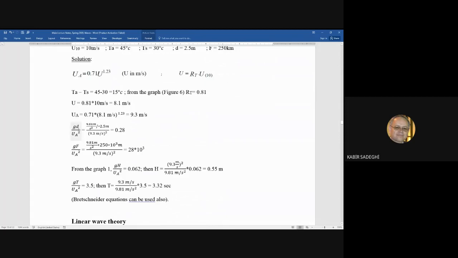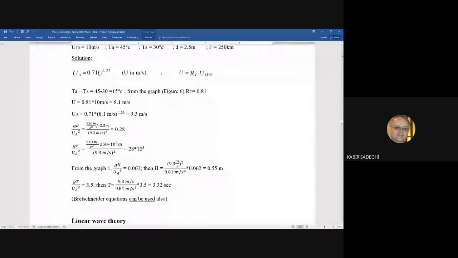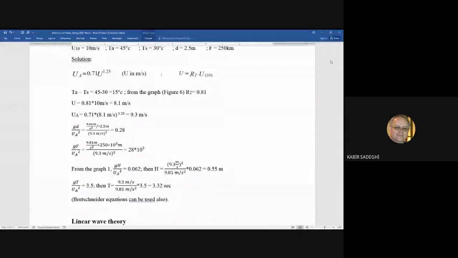Let's check again. Please keep in mind for D we have 0.28. For fetch we have 28 times 10 power 3. Therefore fetch is a bigger scale because it's in meters, 28 kilometers. For D, forget that. This is a factor, a unitless factor. It's not directly fetch or directly D. 0.28 for GD over U square and for GF over U square. Let's go to the figure, to the graph.